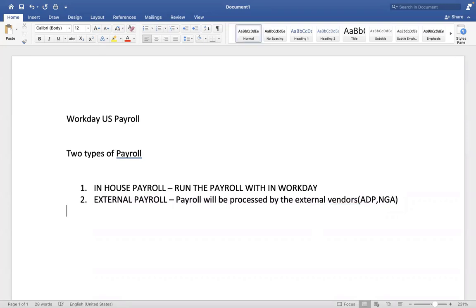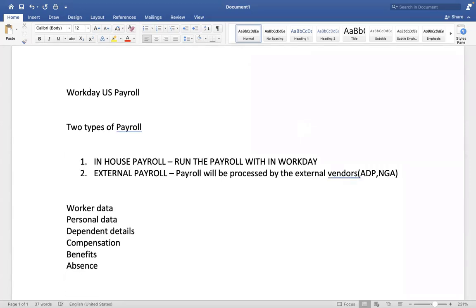Now, before moving to that, can you tell me, since we're talking about payroll, what are all the data we need in order to process the payroll? What are the dependencies on the data modules, etc.? Yes, Kiran. So we need worker data. Personal data, because it has dependency, age factors, etc. Dependent details, deductions, tax process we need. Compensation, benefits, time tracking. All the data is required by the payroll system.